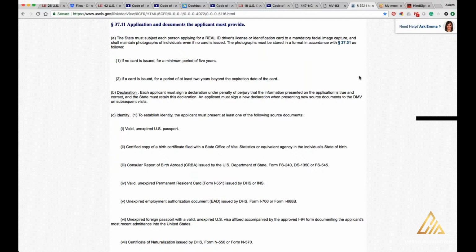The photographs must be stored in a format in accordance with Section 37.31 as follows: if no card is issued, for a minimum period of 5 years; if a card is issued, for a period of at least 2 years beyond the expiration date of the card. So they're going to hold your picture in their database for 5 years if you get no card, and it's going to remain in their system as long as the ID is valid and up to 2 years beyond the period of expiration. If you get one of those 10-year licenses, they're going to have 12 years to hold that information.